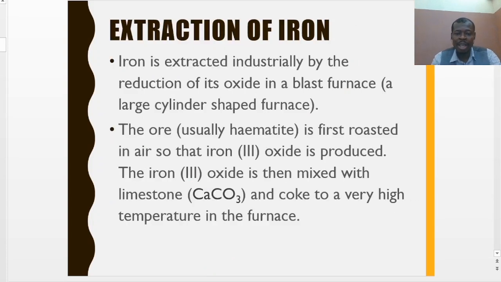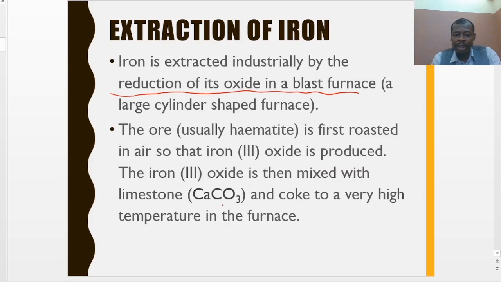Our focus for today is to discuss the extraction of iron. So how is iron extracted from the earth? Iron is extracted industrially by a process called reduction of the oxide. So we can extract iron through a process of what? Reduction. So you have reduction of the oxide using a blast furnace. The blast furnace is the equipment that is used to have the extraction of iron done on a large scale.